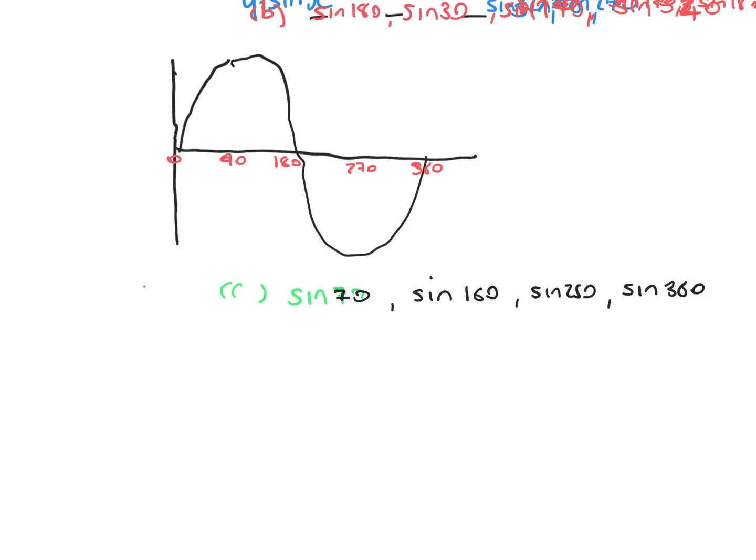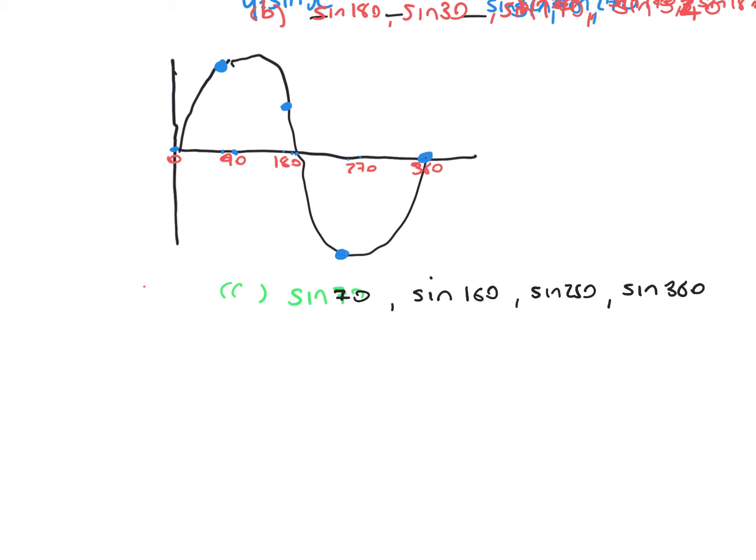Okay, let's try this one. Okay, sine 70, well there's 0 and 90, so 70 might be about roughly there. Travel up to the curve, mark it in. Sine 160, well there's 90 and 180, so 160 might be a bit there. Sine 250, well there's 180 and 270, so 250 maybe a bit there. And then sine 360, that's bang on there.